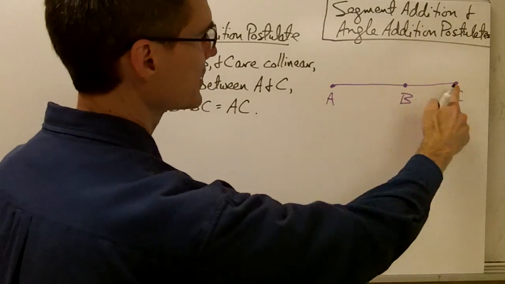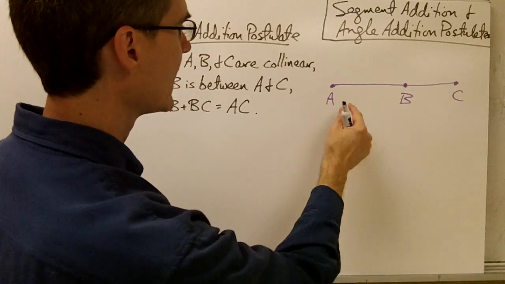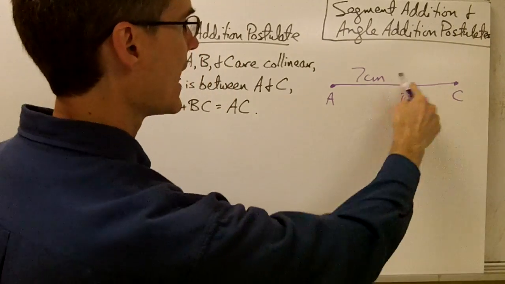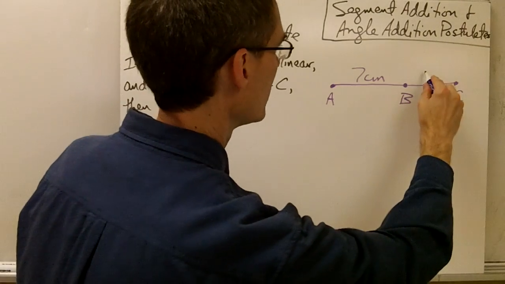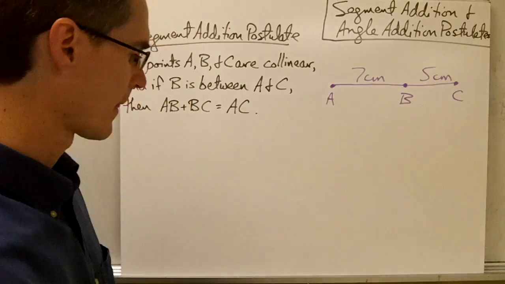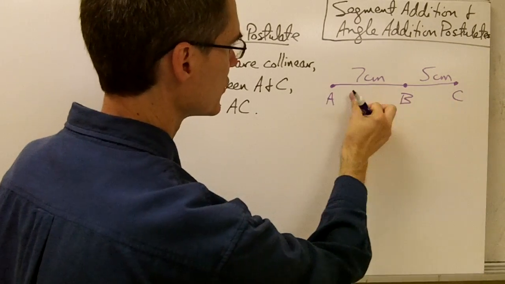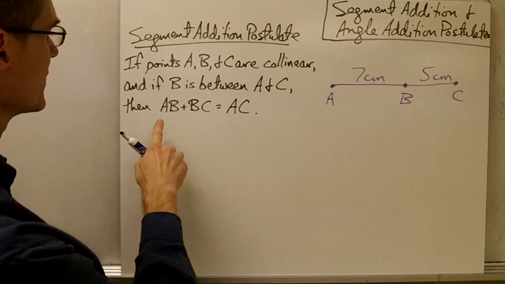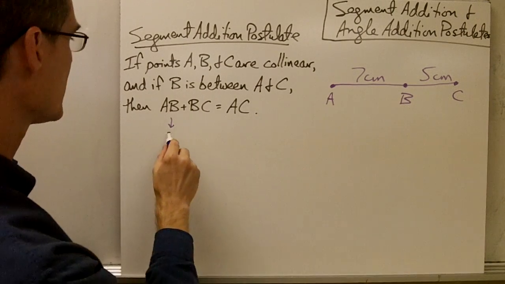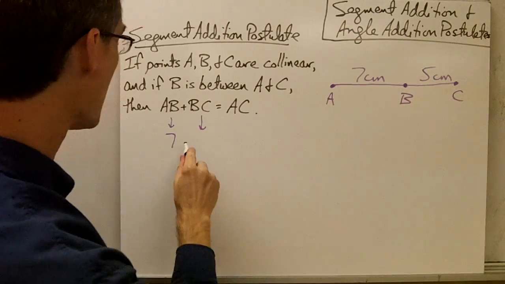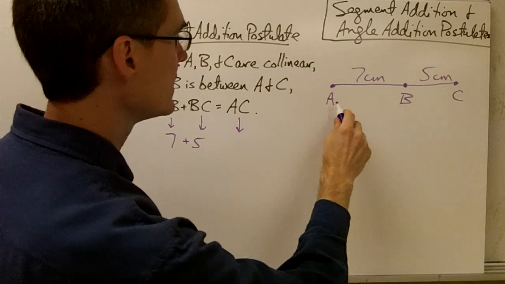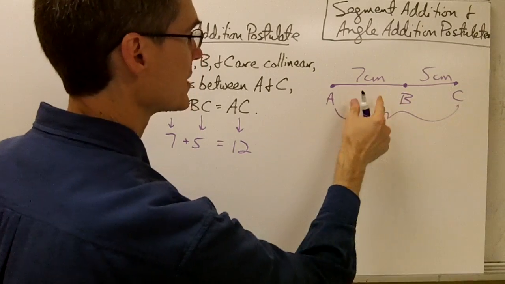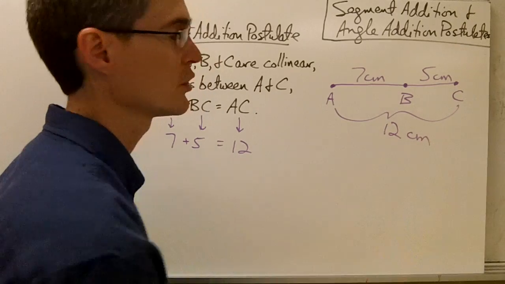Well, that makes sense if you think about this as being maybe a ruler. Let's say the distance from A to B is 7 centimeters, and the distance from B to C is 5 centimeters. Then this whole distance from A to C is just going to be 7 centimeters plus 5 centimeters, which is 12 centimeters. That's all the segment addition postulate says. So if AB is 7 and BC is 5, then AC is just the sum of these two segments, 12 centimeters.